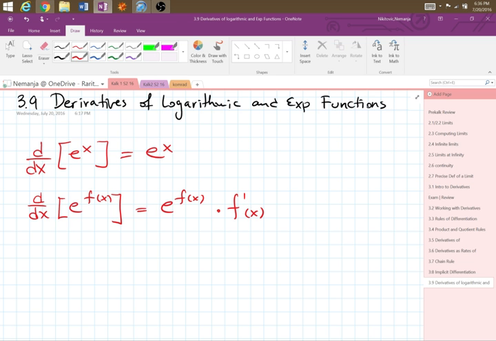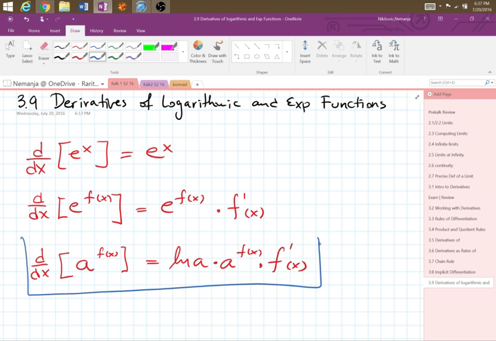The only thing that we want to take a look at now is what happens if you have any base. So if it's not only e, but any base, what happens if it's 2? What happens if it's a half or a 1/3 or 7? Well, in that case, we get to multiply all of this by ln of the base. So it's going to start with ln a, and then times a to the f of x times f prime of x. Now, this formula here is the most general case for exponential functions.